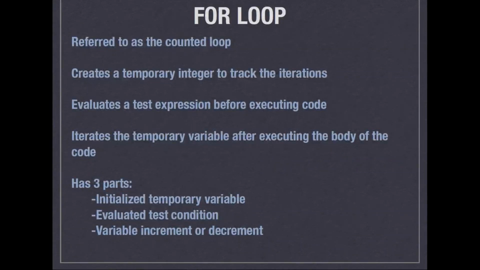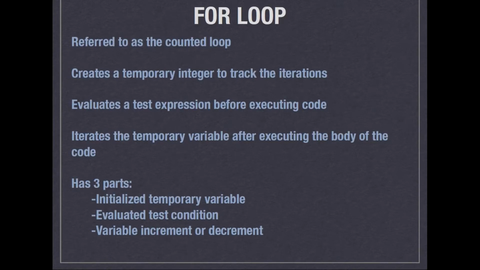What the for loop does is solve a problem that we may have seen with other loops, and that is a variable being used to keep track and count the number of iterations. So the for loop is specifically designed for that counted iteration, keeping count of how many times the loop is going, and using that to our advantage. This is referred to as a counted loop.